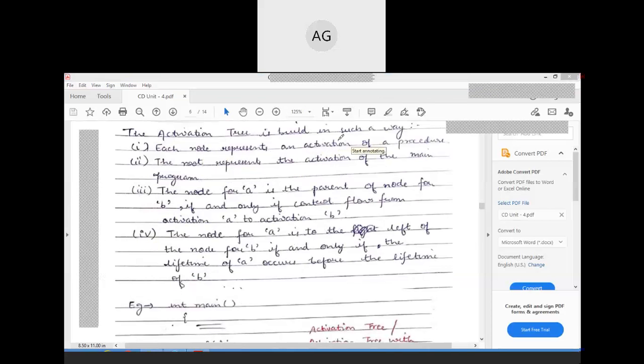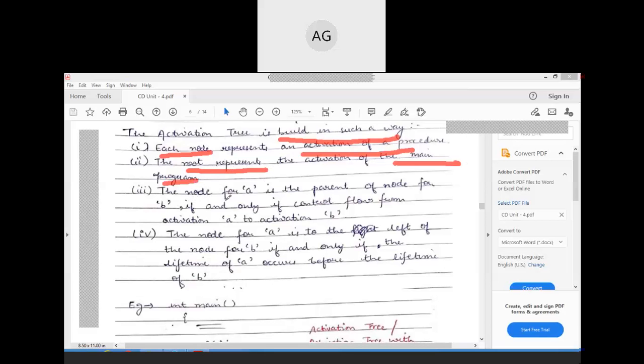The activation tree is built in such a way that these are some of the properties of how we are going to build it. The first is each node represents an activation of a procedure. The second is the root corresponds to the activation of the main program. So what is the root representing? The root is representing the activation of the main program.